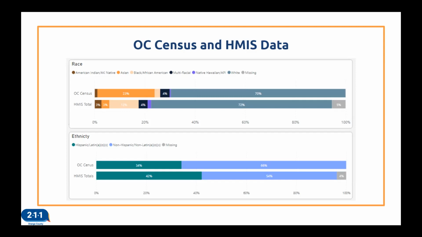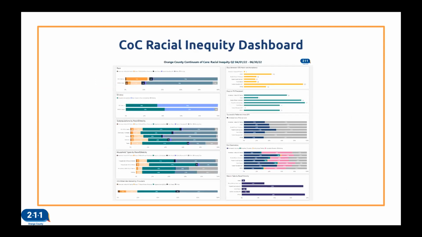Elizabeth, can you go back to the full dashboard? Yes. So for those that joined late, we did a quick review of the type of data that we're including in this dashboard. There is a comparison of race and ethnicity data to the OC census. Josh mentioned adding a bar in there for PIT data as well to have that comparison. We also have charts for subpopulation data by race and ethnicity, so chronically homeless, seniors, youth, veterans, as well as household types. And then we have some performance data which matches some of the measures that we're including in our project performance reports.